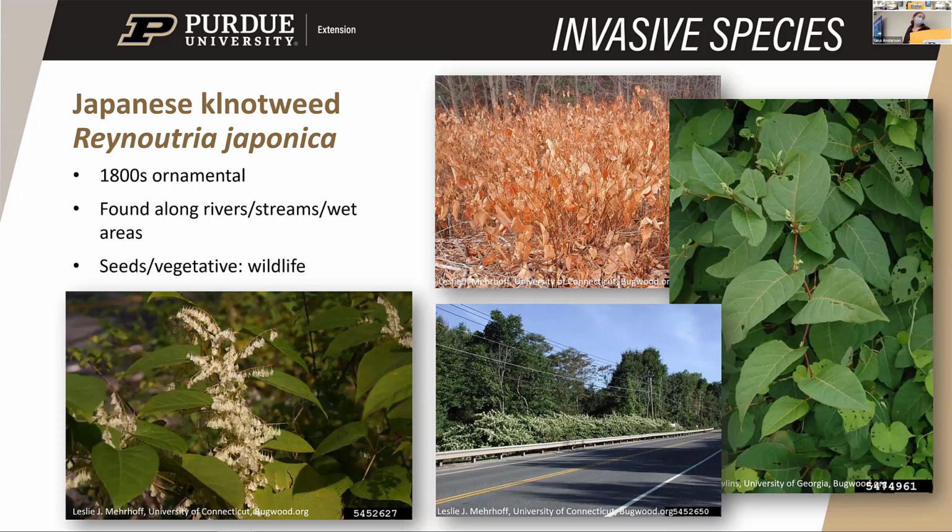It has an intensive network of rhizomes and will spread, so it is spreading underground through those rhizomes. It has simple alternate leaves that grow up to 6 inches long and 5 inches wide, and the stems are hollow with small white flowers. So this would be one that if you were unsure, if you broke it and it had that hollow stem, that would be a key identifying feature.